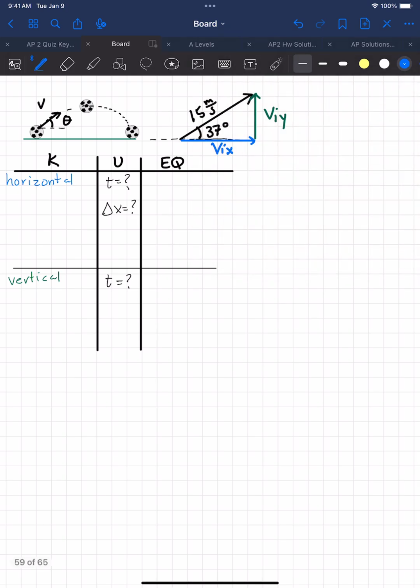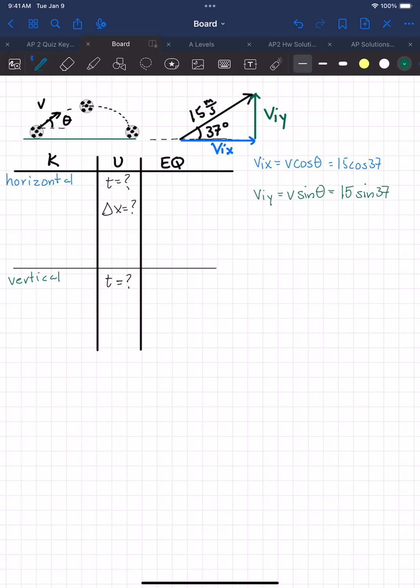So let's do the horizontal one. Because this is the adjacent side here, and we know an angle and the hypotenuse, we can write a relationship: Vix equals the magnitude of the vector times the cosine of the angle. So that's 15 times the cosine of 37. And then the vertical component, Viy, is the magnitude of the vector times the sine of the angle. So then this is 15 times the sine of 37. Okay, so now I'm going to do a little calculation and figure out what the next answers are. So let's fill in what we know.